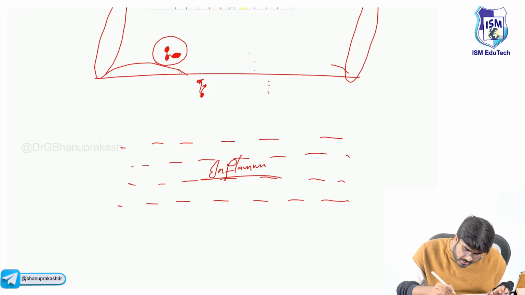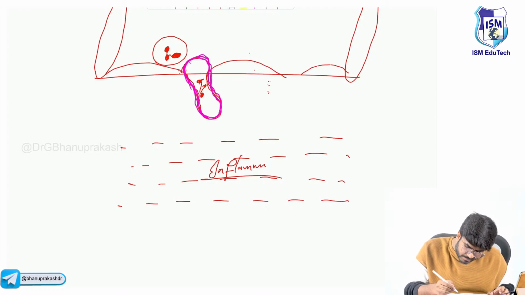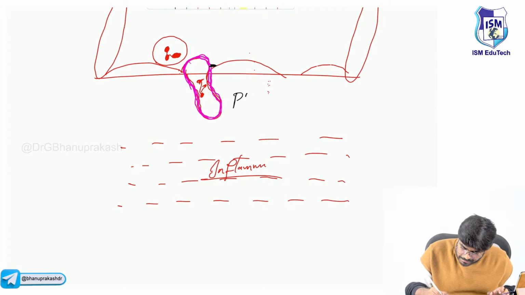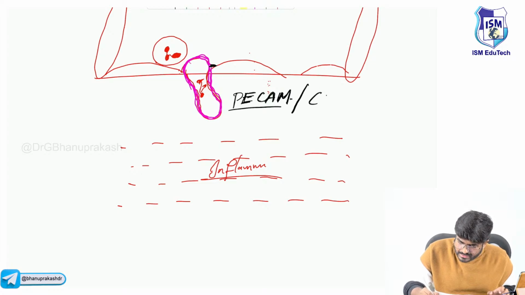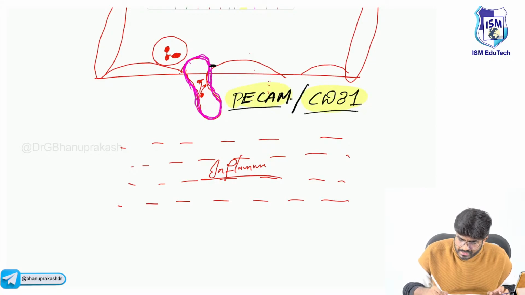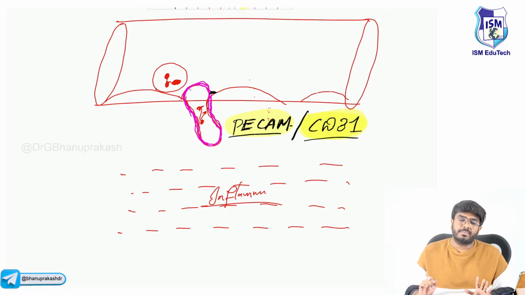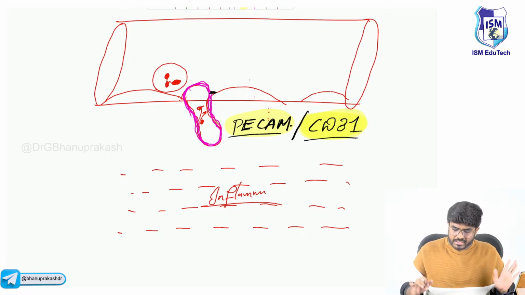This molecule is called PECAM. Let me write. So the molecule which is helping, which is present on the endothelial cells as well as on the neutrophils, is called PECAM, which is also called CD31. This is the MCQ. PECAM or CD31 is the molecule which is going to help you in transmigration. Done. Transmigration also completed.